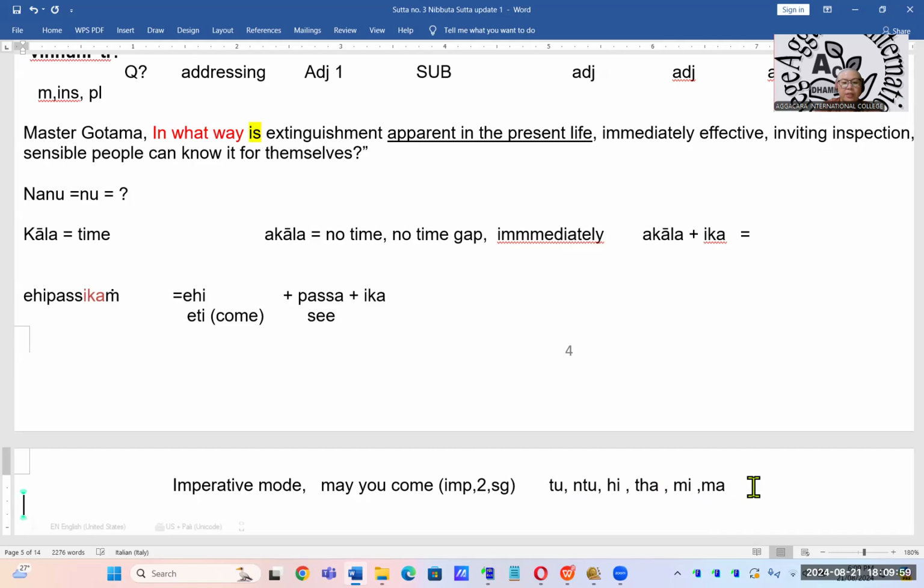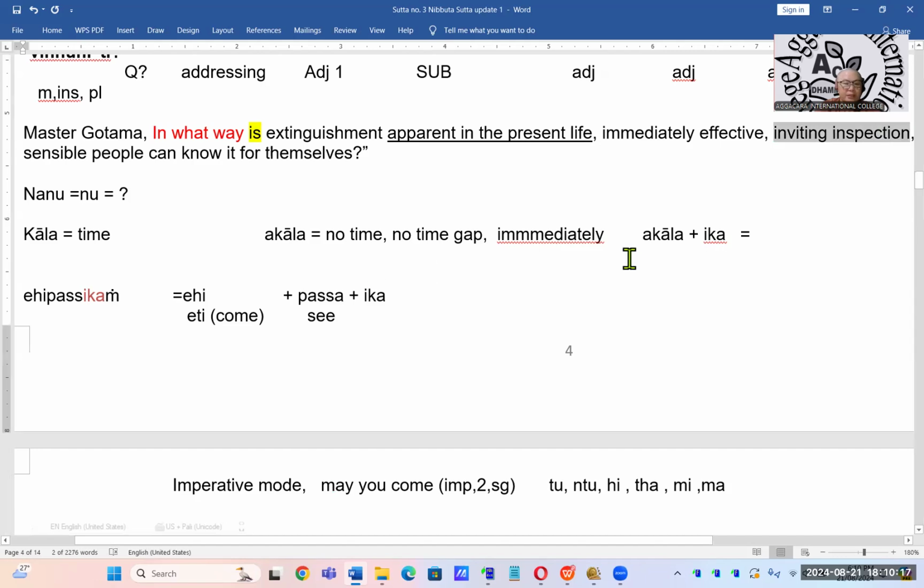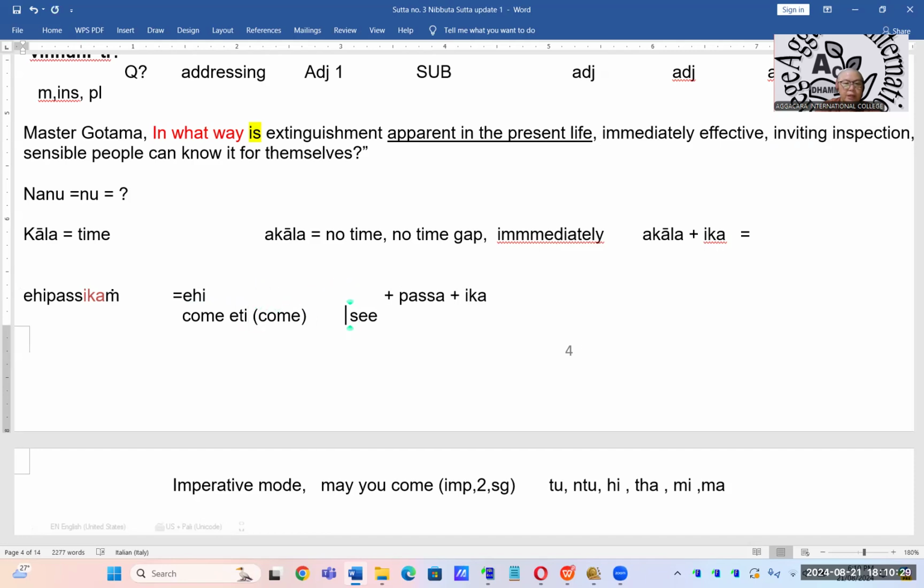Of course, in the imperative mode we can translate it as let you come or you may come and so on. But here it's actually kind of inviting you. So instead of translating it as let you come, it is inviting, which is why it is translated as inviting inspection, for ehipassika. It comes from eti: with a, eti becomes ehi. May you come, or let you come.